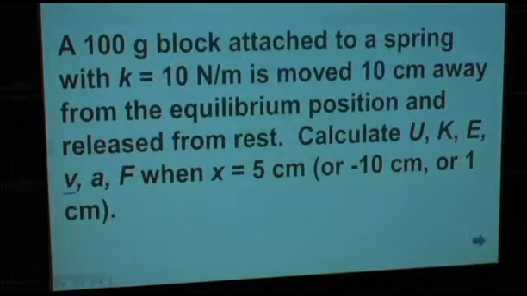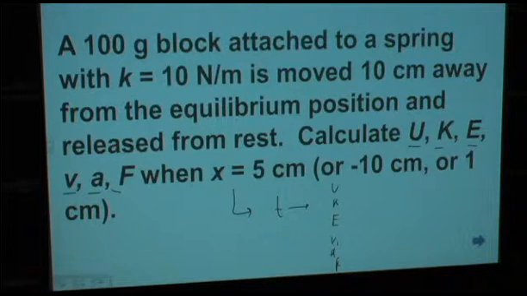Next problem, same block, same spring, and we've answered all these questions before. So we have calculated everything, U, K, energy. How did we do that? First, we found the time when x reaching given position, x equals 5 or wherever it is. And then using time, we have found all these variables. So, nothing new.